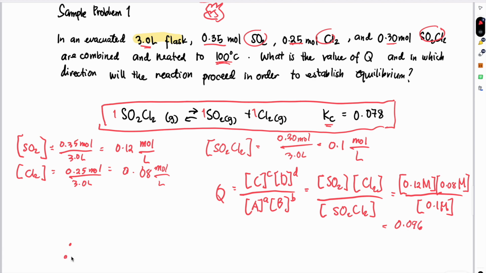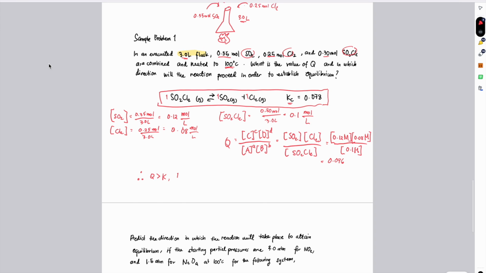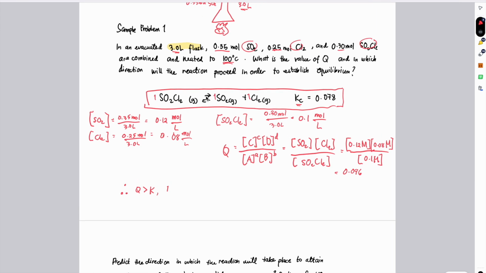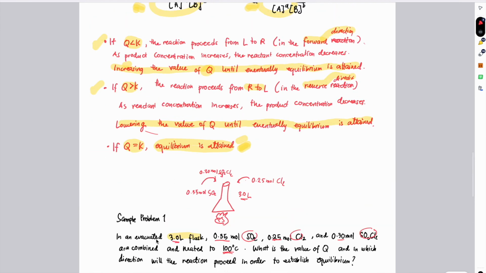So, in conclusion, therefore, Q is what? Greater than K. We will say that since it's greater than K, right? What does greater than K mean? Reverse. Right, reverse direction.